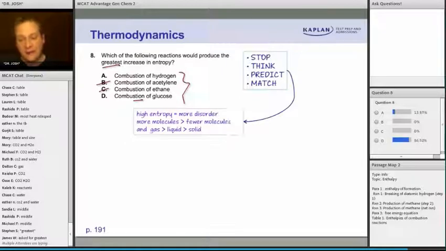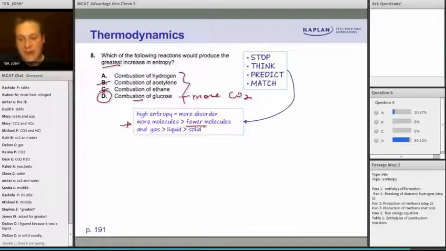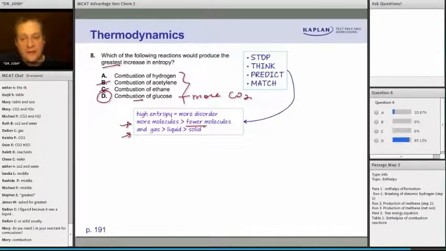It is going to be combustion of glucose overall. High entropy means more disorder, and remember, the more molecules you get, the more disorder there's going to be. So the more we can make, the more disorder we get, and glucose is going to make a whole lot more CO2 than hydrogen ever will. More carbons means more CO2, means good stuff. And also note you can also think about the phases as well, gas versus liquid versus solid.